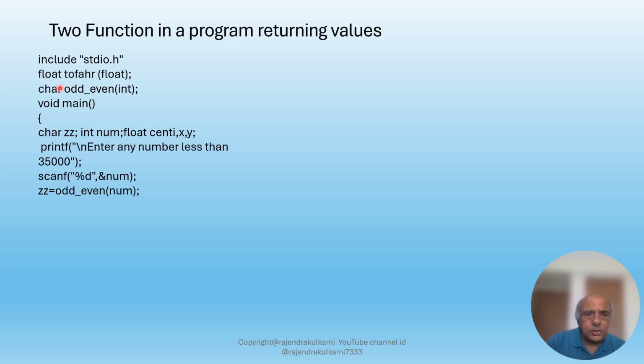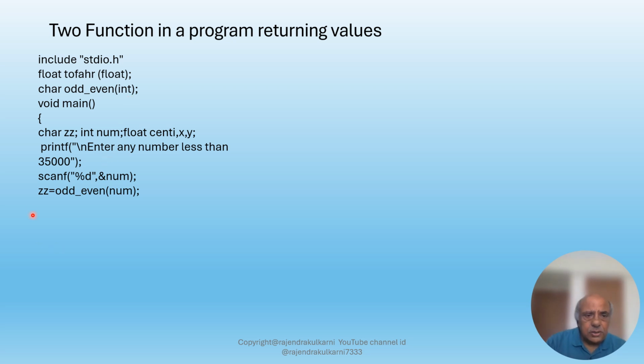One is float. This float indicates that this function 2far, 2var, will return a float value, and to this function we are passing a float value. Another function which we have declared here is char. This is the return type of this function.